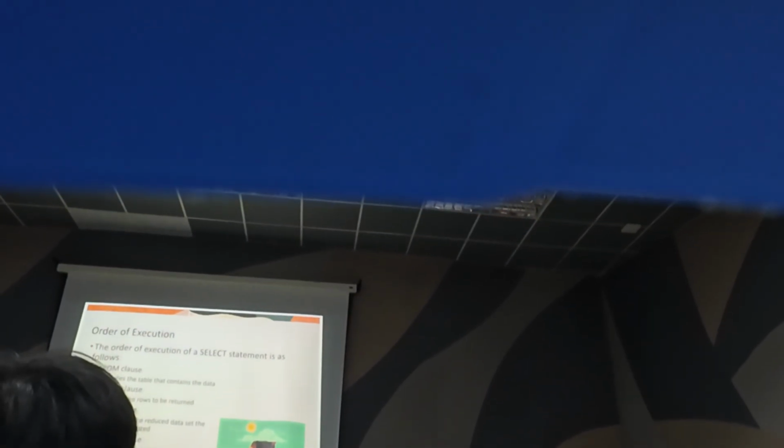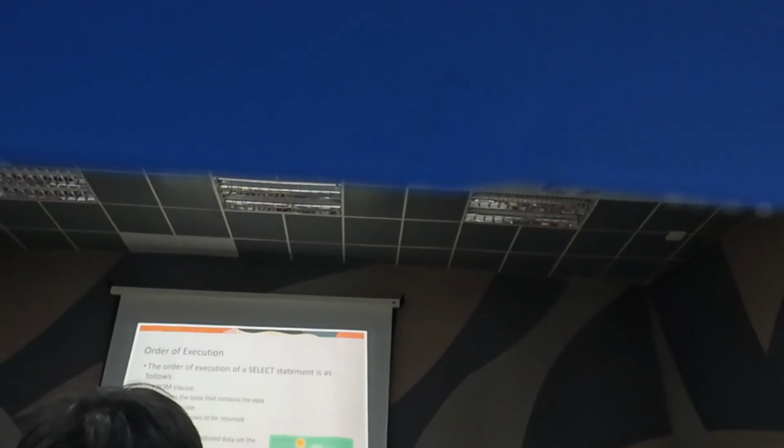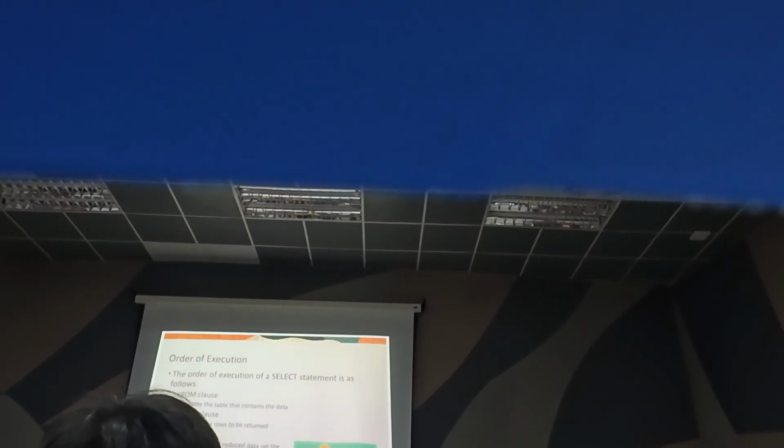If you want to show all the attributes, you put select asterisk. If you want to show only certain attributes, then you list out the attributes. Order by means you do sorting on the result. For ascending, you don't have to specify anything. For descending, you have to put DESC.